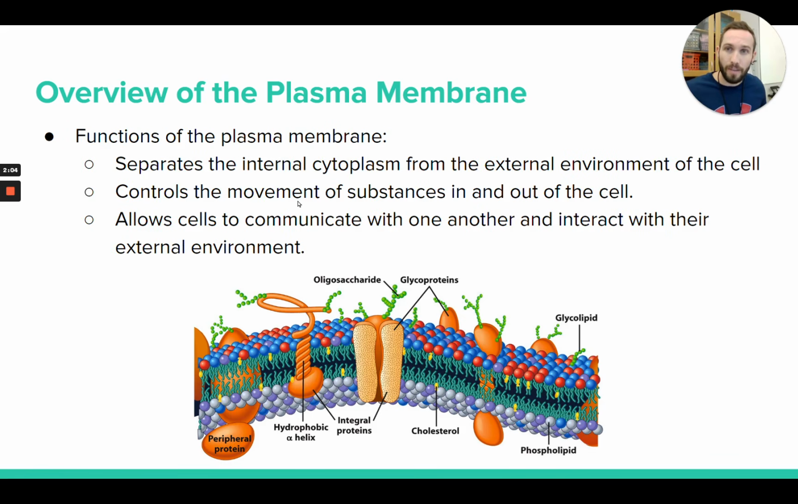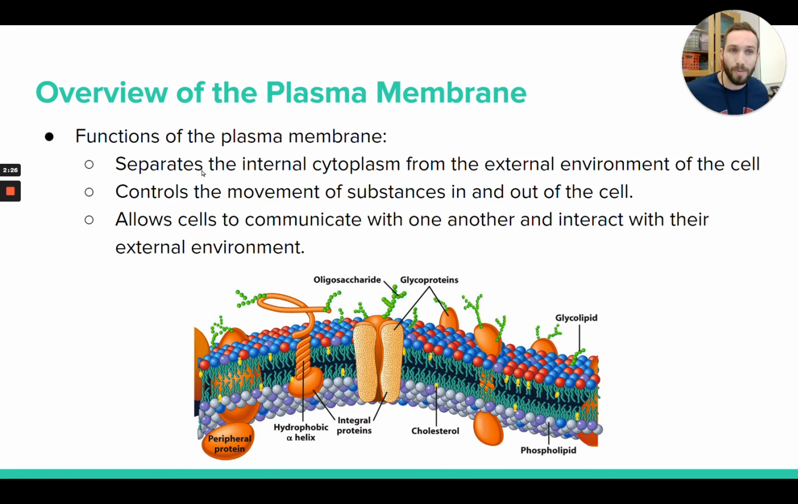And so the basic functions of the plasma membrane, which we've talked about a little bit already, is that first and foremost, it separates the internal space of the cell from the external environment. This is the barrier that's going to surround and enclose the cell, and is what's separating it from the outside of the cell or the surrounding environment of that cell.